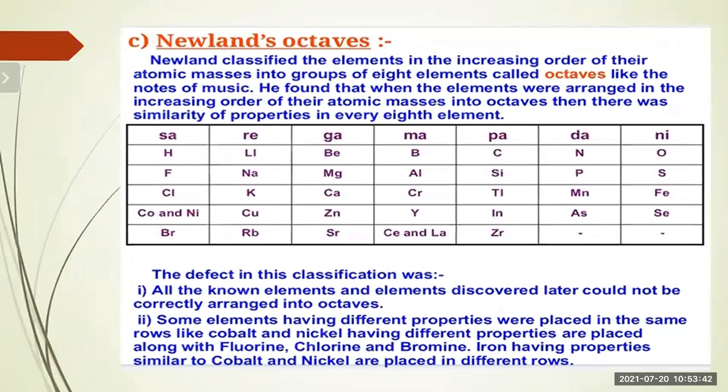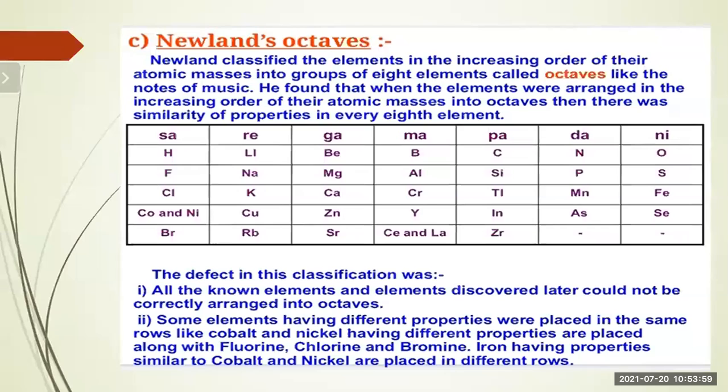Okay, so this is how you are going to remember octaves. In the octaves only you should remember all these things, that the property of the first element and the eighth element is similar, okay, according to Newlands.